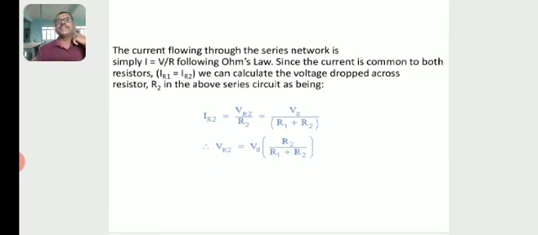The current flowing through the series network, I is equal to V by R according to Ohm's law. But here the same current flows through R1 and R2 because the two resistors are connected in series. Then IR2 is equal to VR2 by R2, which is equal to Vs by R1 plus R2. Then VR2 is equal to Vs into R2 by R1 plus R2. That is the voltage drop across the resistance R2.